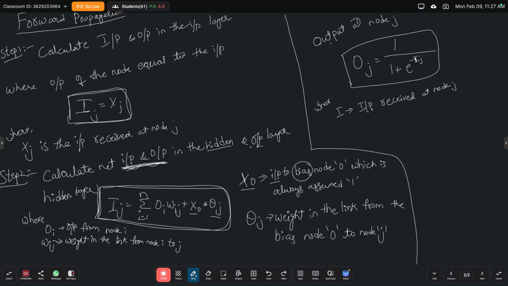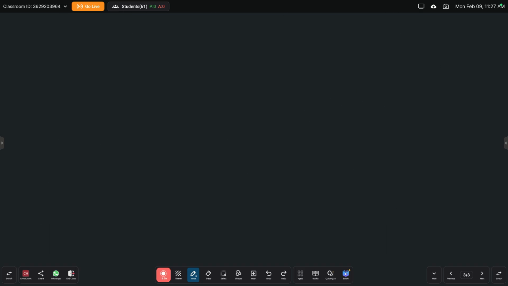Estimate the error rate. The third one is estimating the error. This is step 3 in forward propagation. At last, we are estimating the error. How much error happens? Estimate the error at the node in the output layer.